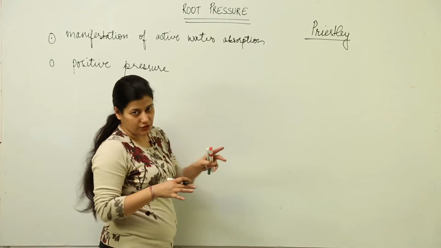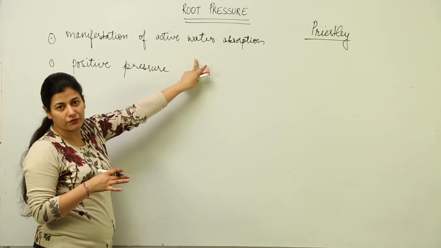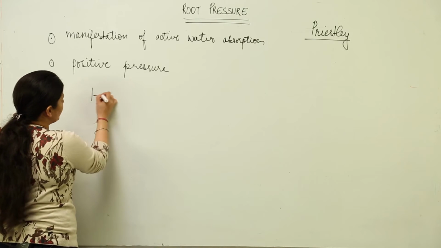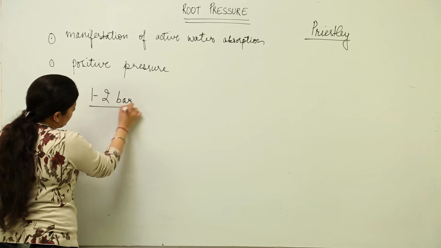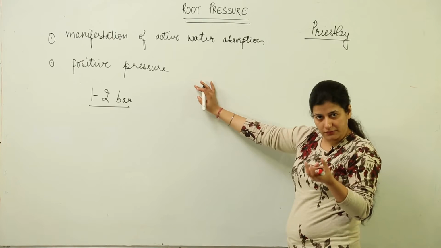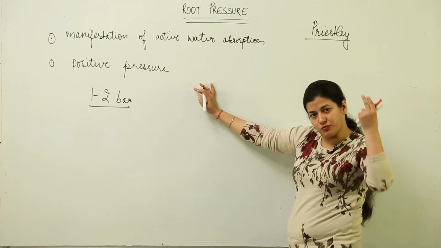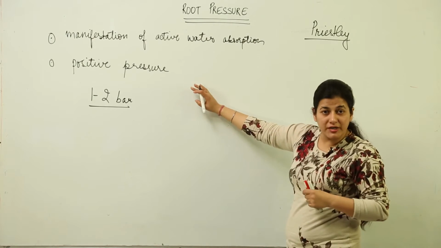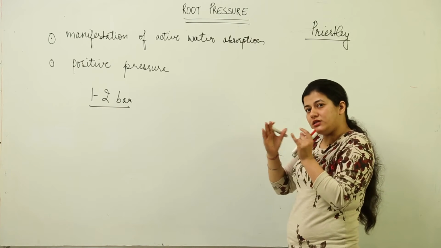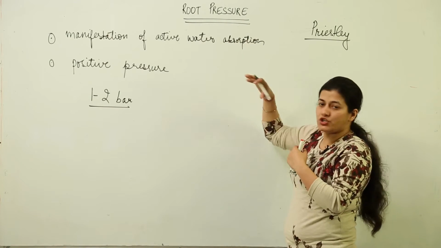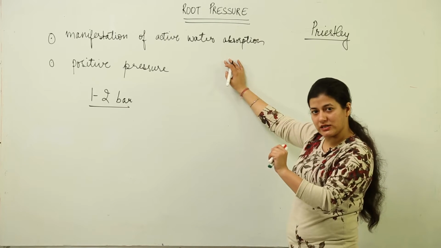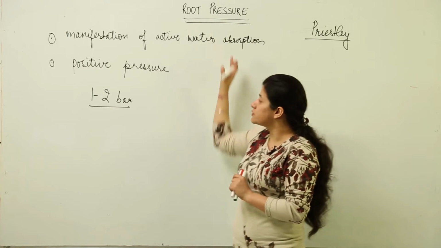Now what was this root pressure? Firstly, it was a manifestation of active water absorption. As a result of active water absorption, a pressure was generated which is not more than 1 to 2 bar, not more than this. Pressure was generated inside the root column, which acted as a source by which water moves and reaches up to the leaves. It was a positive pressure exerted by the water column itself. There was no external force acting on it. Due to its own water absorption, the water column was exerting a pressure to move forward. So this was what root pressure was all about.